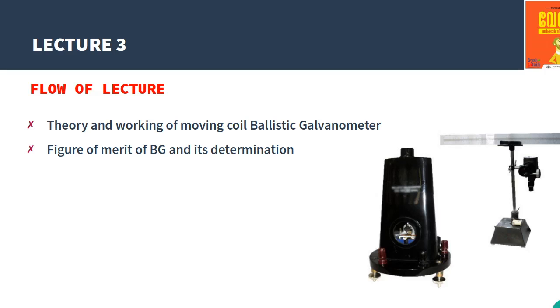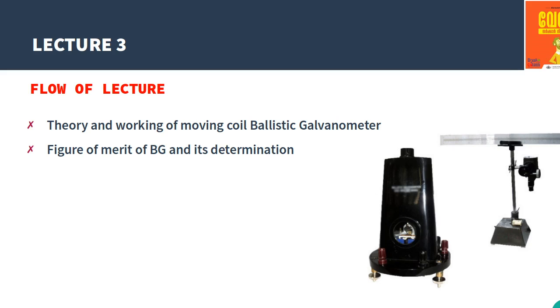This is the second part of lecture 3. In the first part of lecture 3, we have covered the topic theory and working of moving coil ballistic galvanometer. Since it's a lengthy lecture, we divided it into two. In the second part, we are focusing on figure of merit of BG and its determination.